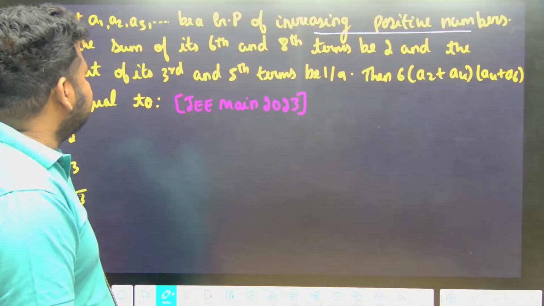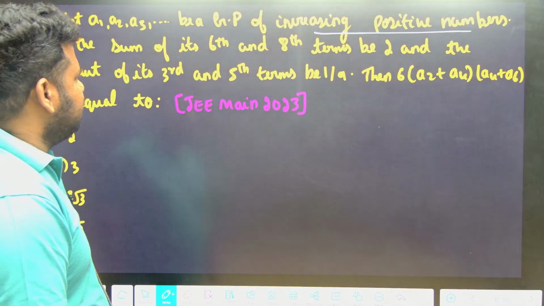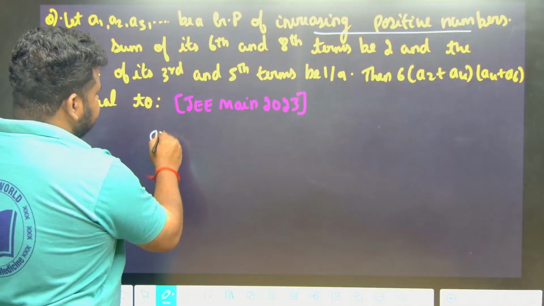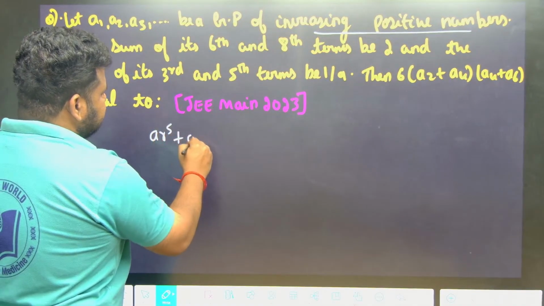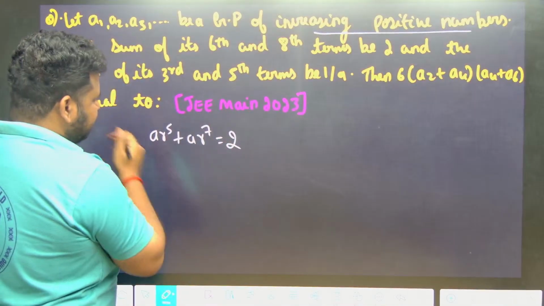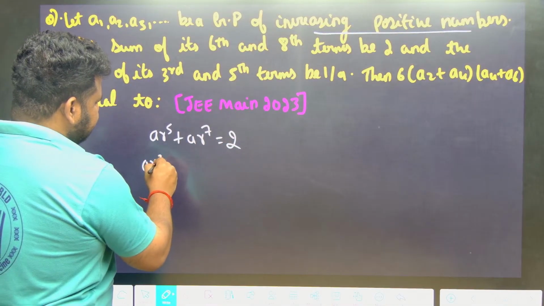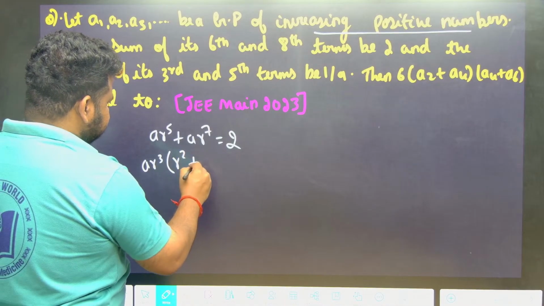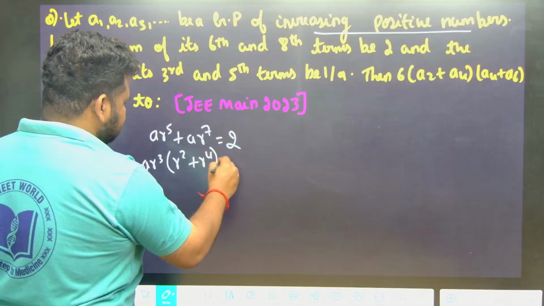So let the sum of its 6th term and 8th term be 2. The 6th term I can write as a into r power 5 plus a into r power 7, the 8th term, is 2. So here what I can take common? A r cube I can take as common. So this will become r square plus r power 4 is equal to 2.